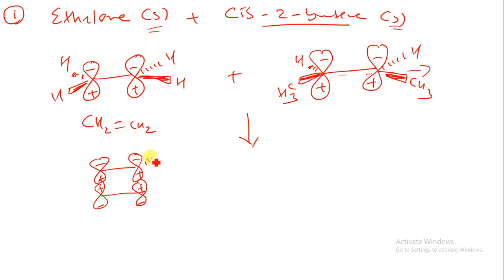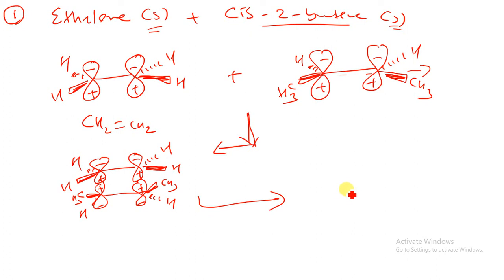At that time, this hydrogen will be on the upper side and this hydrogen below the plane. Whatever the geometry is there, it will remain as it is. Here also we have CH3 on the above side, and these will be below the plane. So what is the product now? The product will be like this.